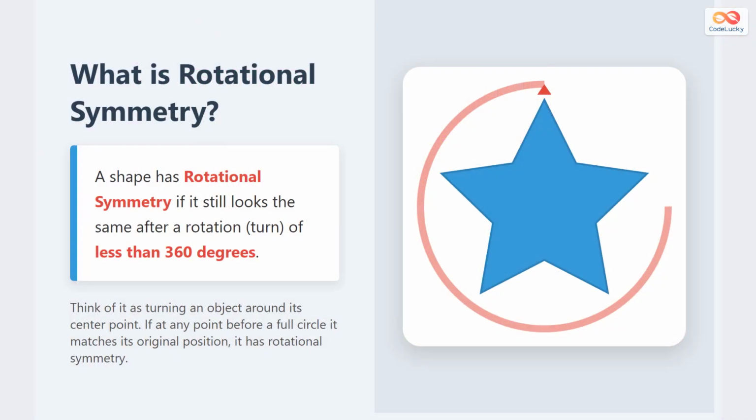So, what exactly is rotational symmetry? A shape has this property if it looks exactly the same after being rotated or turned less than a full circle. If you can turn an object around its center and it fits into its original outline before you get back to the start, it has rotational symmetry.